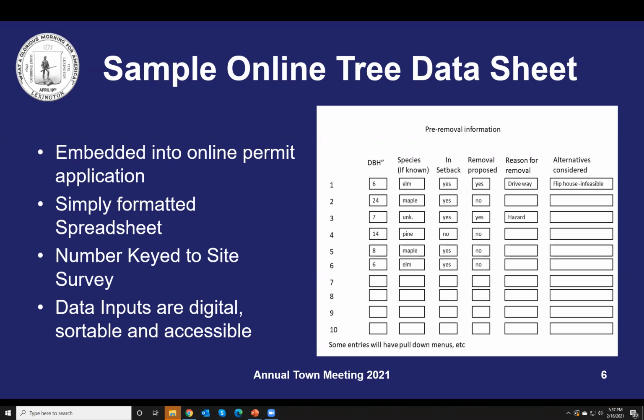To summarize, this would be embedded into an online permit application, as a simply formatted spreadsheet so anyone who's applying can easily input the information by using the survey and just plugging in the information. The numbers are keyed to the site survey so you can identify which tree and where it's located. And finally, data inputs are digital, sortable, and accessible.